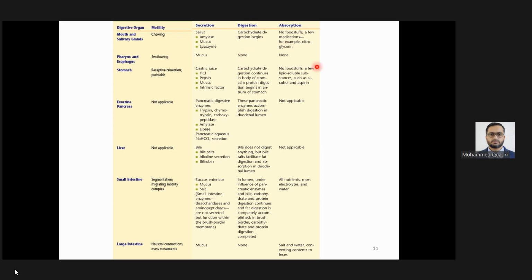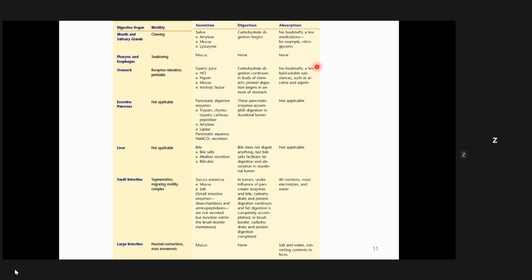Is there anything absorbed in the mouth? Any nutrients absorbed? Mainly no. But somehow some important medications are absorbed. Yes, but no nutrients, no food. No main nutrients, because the complete digestion of nutrients doesn't finish in the mouth itself.